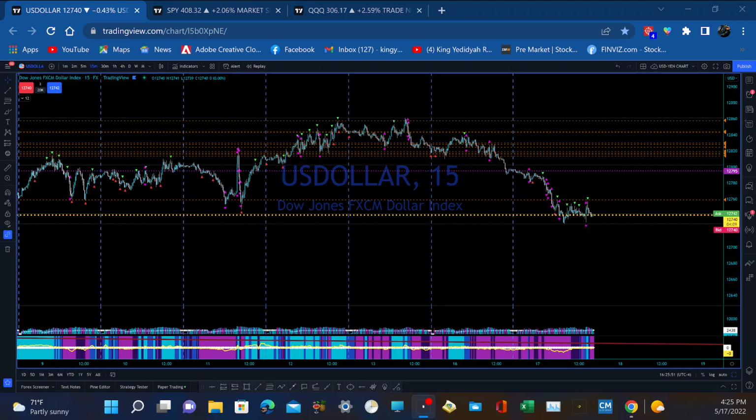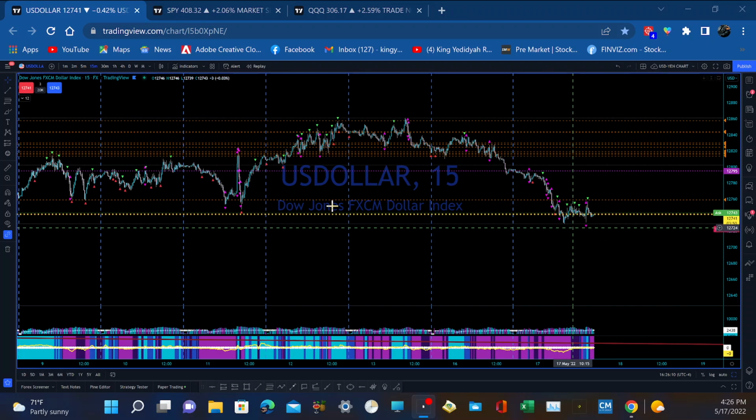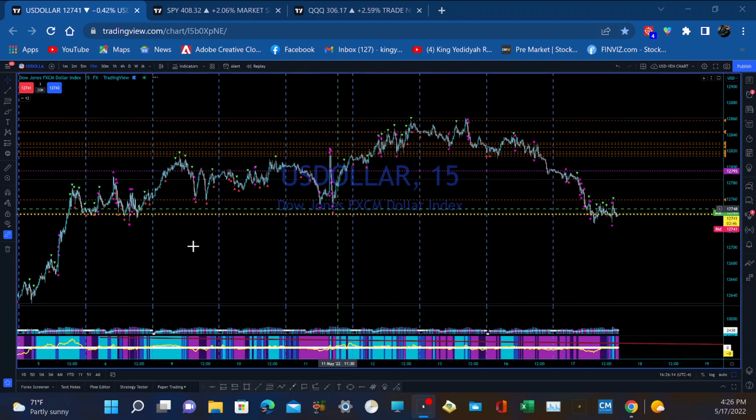And I'm gonna do a little technical analysis on the US dollar, the SPY, and QQQ, and their relations with each other and how they affect each other. Right now on the US dollar we have this kind of curved top happening, this kind of curved action.